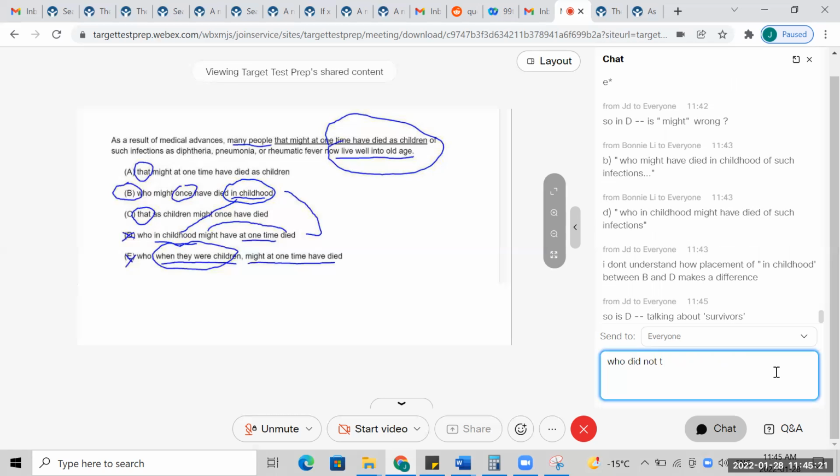D is talking to basically, yeah, D is saying that they might. Well, I don't know what D is saying. It's really not saying anything. So it's saying something illogical. It's saying that some people might have died, but they lived into old age. So it's not the case that they might have died. We know they didn't die.